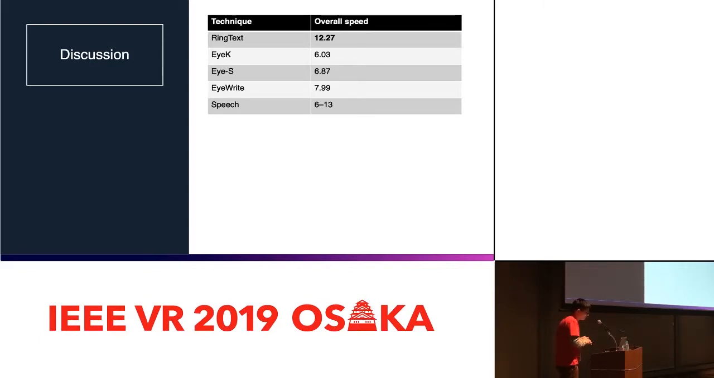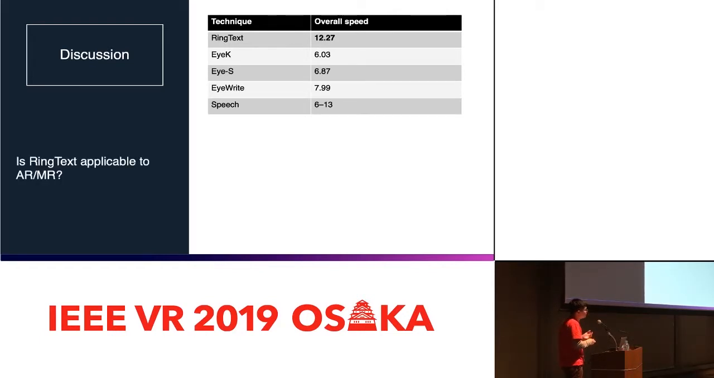Here we show some eye tracking based text entry, like iK, iS, and iWrite. Our RingText outperforms all of them. They also have roughly the same amount of training time. So our RingText is also comparable to speech, which normally ranges from 6 to 13.